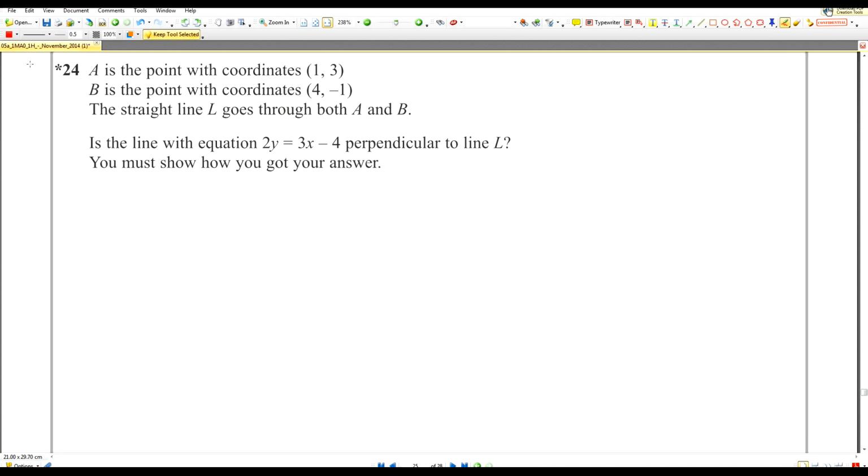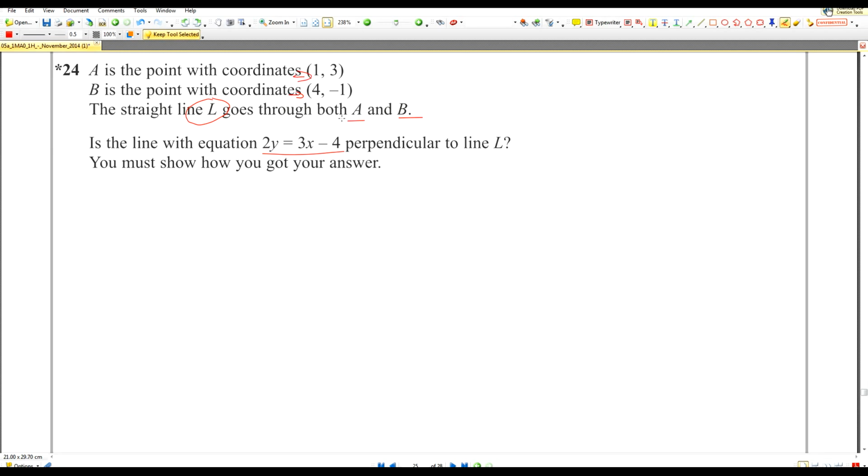Okay, question number 24. A is the point with coordinates 1, 3. B is the point with coordinates 4, minus 1. The straight line L goes through both A and B. The question asks: is the line with equation 2y plus 3x minus 4 perpendicular to line L? So the line L is the line that goes between these 2 points.